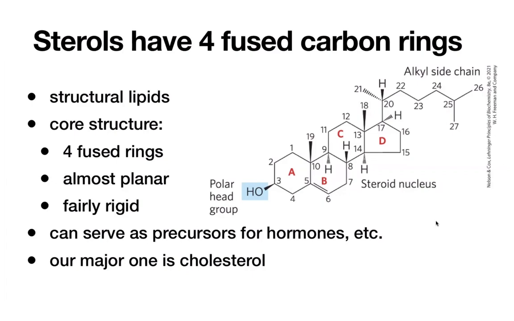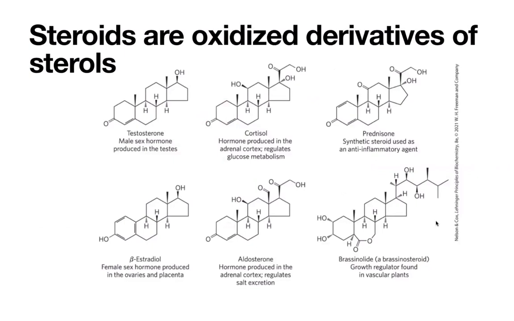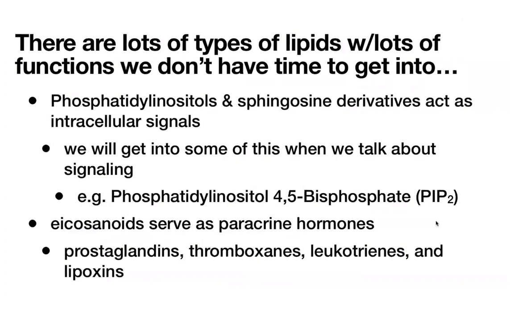Additionally, sterols can form precursors for hormones: testosterone, cortisol, prednisone, aldosterone. All of these are basically steroids, which are just oxidized derivatives of sterols. You can see that they still have those four-ring structures, but these are going to have more oxidation to them, and they're not typically going to have that long nonpolar tail. And these can form important things like hormones, various cool stuff.